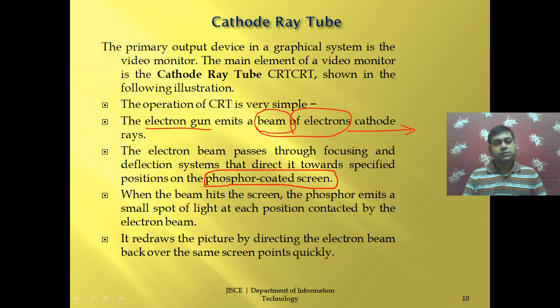So the beam emitted by the electron gun falls on the phosphorus coated screen, and that is how the phosphor emits a small spot of light. That particular portion of the screen becomes visible, and we draw the picture by directing the electron beam back over the same screen points quickly.